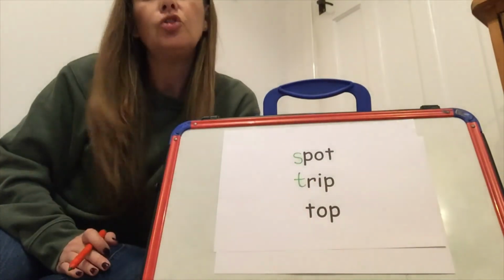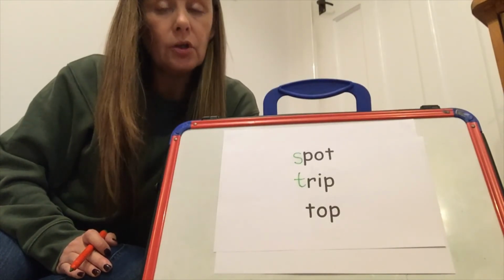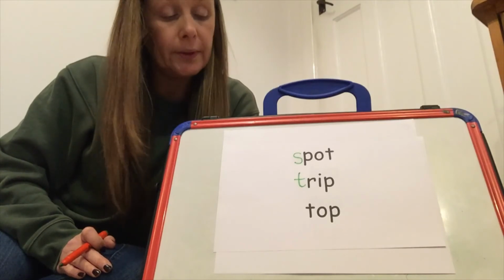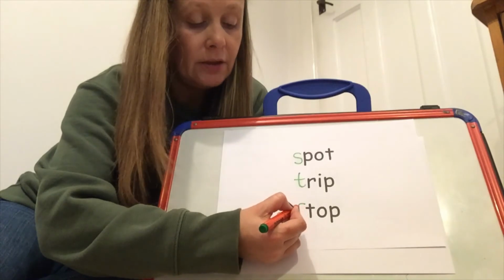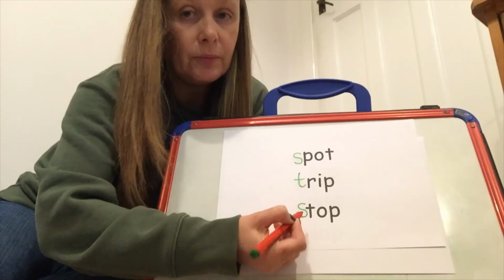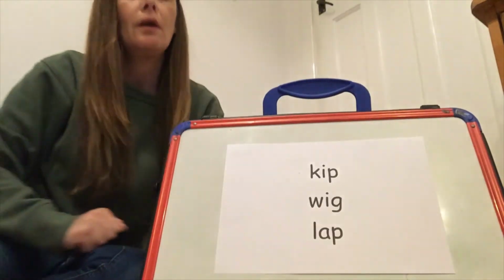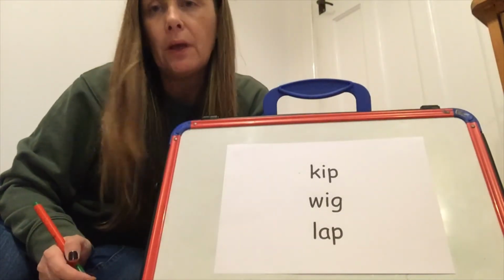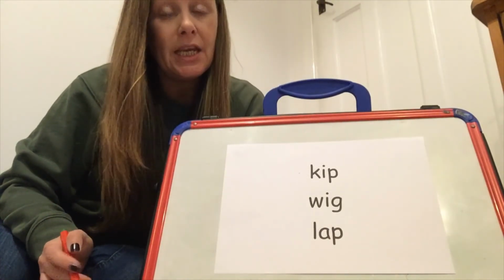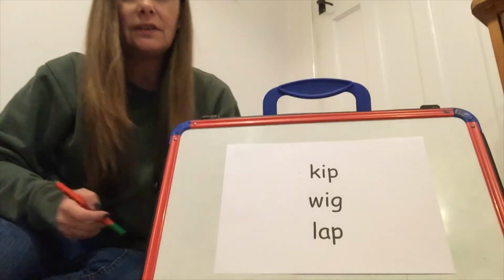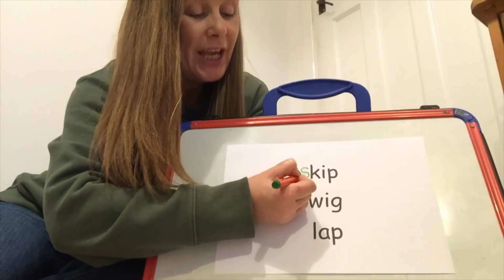T-R-I-P, trip. Now I'd like you to write the word top. T-O-P, top. And again, we're going to add a sound at the beginning. And the word it's going to become is s-t-o-p, stop. Now let's write the word kip. K-I-P, kip. At the beginning, I'd like you to add an s to this word as well. What will it become? S-k-I-P, skip.